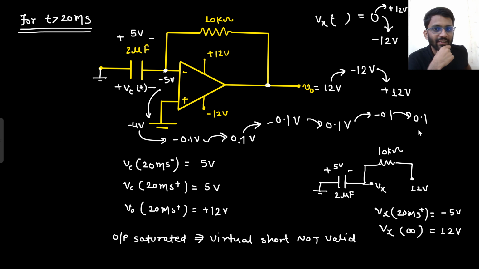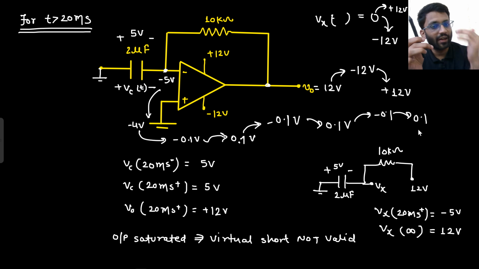Did you understand? Initially the Vx node was at minus 5. The target of the Vx node was to go from minus 5 to plus 12. But when it reached 0, it tried to go to 0.1. If it tries to go to 0.1, the output goes to minus 12. If the output goes to minus 12, the Vx will try to decrease. The Vx node will try to go to minus 12.